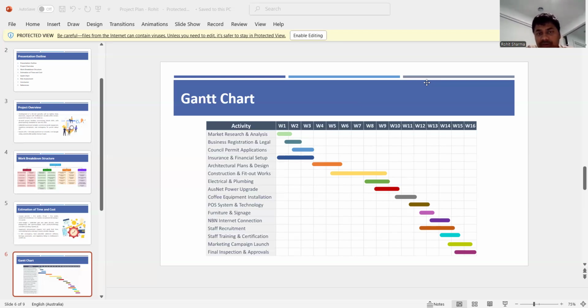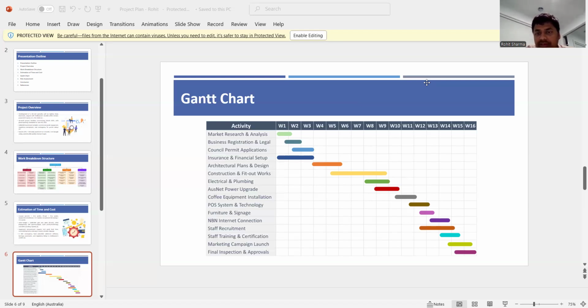As we can see, the market research and analysis we need to do in week 1. Business registration and legal we're going to do in week 2. Council permits and applications we're going to do in week 3. Insurance and financial steps are from week 1 to week 3. Architecture plans and design we are going to do from week 4 to week 5. Construction and fit out works are from week 5 to week 9. Electrical and plumbing are in weeks 8 and 9. So these are the things.